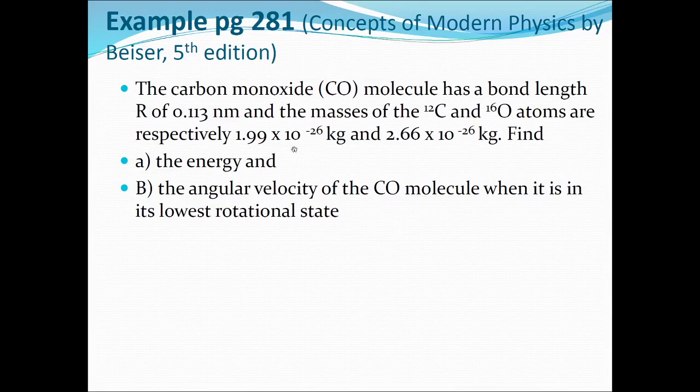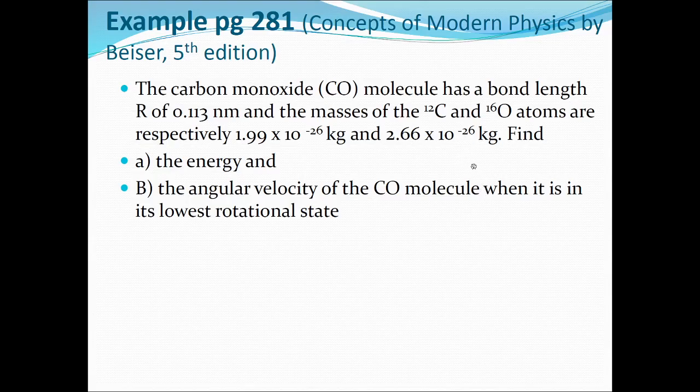Now for the first question, you just take out whatever information the question gives to you. The value of R is equal to 0.113 nanometer. And then for carbon, the mass of carbon here, and oxygen, here is the value.